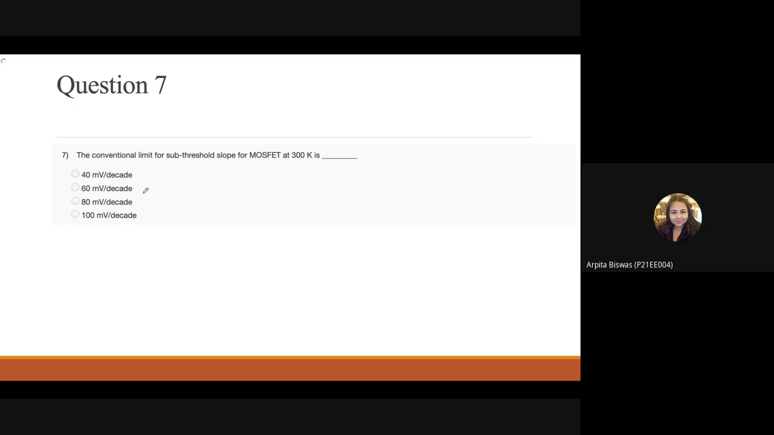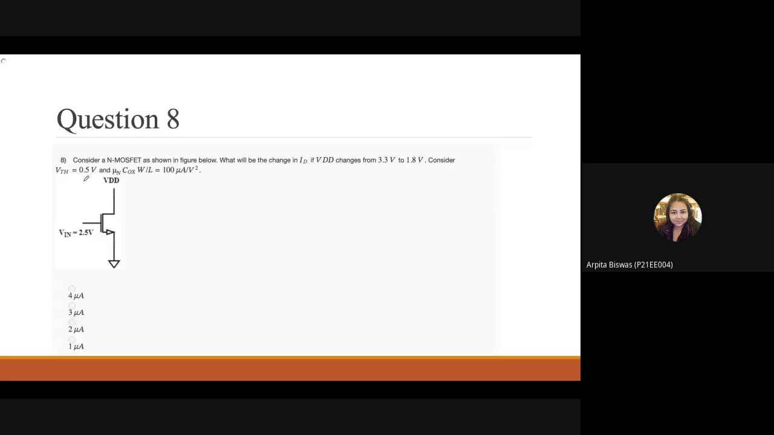The conventional limit for subthreshold slope of a MOSFET at 300K is 40 millivolt per decade, 60 millivolt per decade, 80, or 100 millivolt per decade. 60 millivolt per decade. Yes, 60 millivolt per decade, good. Next is question number 8.